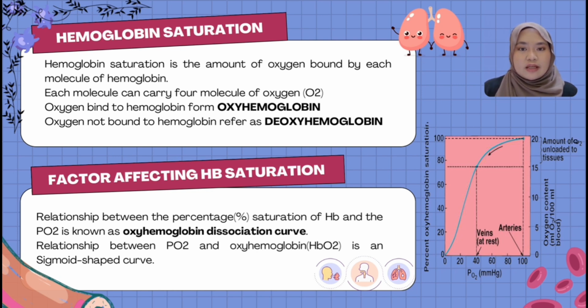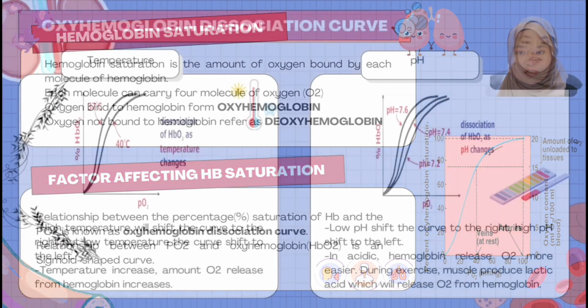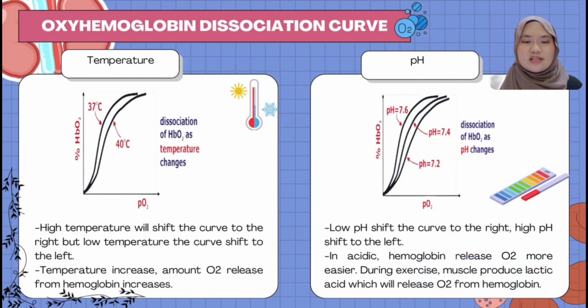Hemoglobin saturation is the amount of oxygen bound by each molecule of hemoglobin. Each molecule can carry 4 oxygen. Oxygen bound to hemoglobin forms oxyhemoglobin, and oxygen not bound to hemoglobin is referred to as deoxyhemoglobin. The relationship between the percentage of saturation of Hb and PO2 is known as the oxyhemoglobin dissociation curve. Factors that affect the oxyhemoglobin dissociation curve are temperature, pH, PCO2, and 2,3-DPG in erythrocytes.